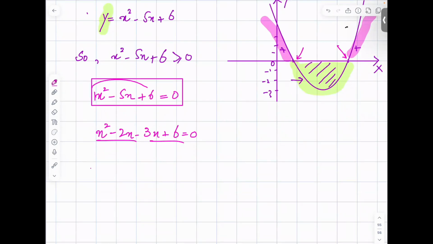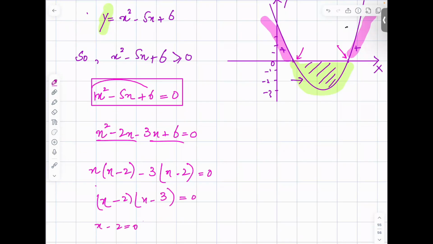That gives us x, sorry, x into x minus 2 minus 3 into x minus 2 is equal to 0, giving us x minus 2 and x minus 3 is equal to 0. So it is x minus 2 equal to 0 and x minus 3 equals to 0, giving us x is equal to 2 and x is equal to 3.